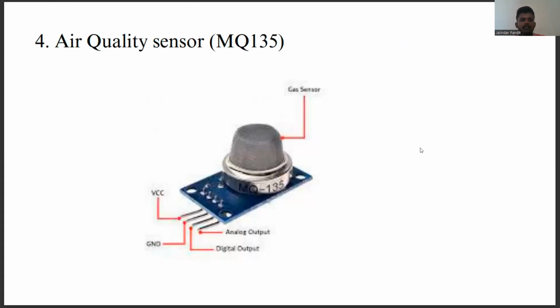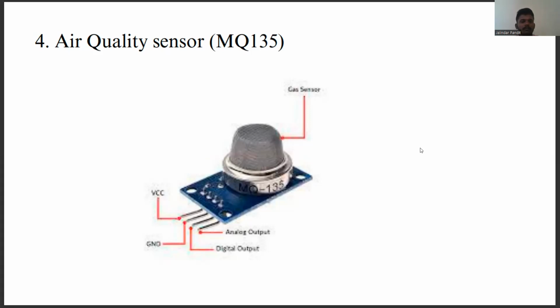Air quality sensor, MQ135. The air quality sensor is a low-cost sensor module that detects a wide range of air pollution, including nitrogen oxide, benzene, smoke and carbon monoxide. The sensor works on the principle of gas sensing: when the gas molecules interact with the sensing element, it produces an electrical signal that can be measured and analyzed.